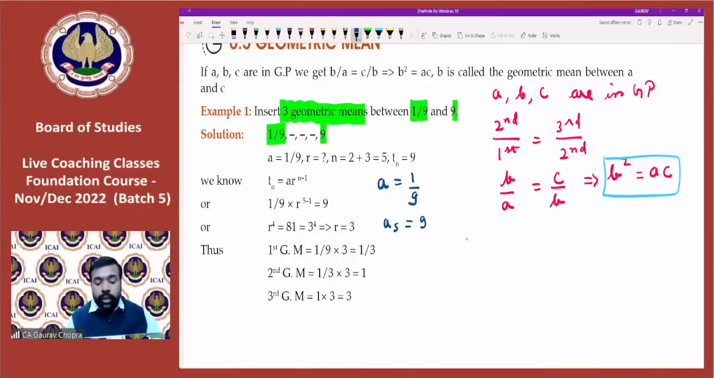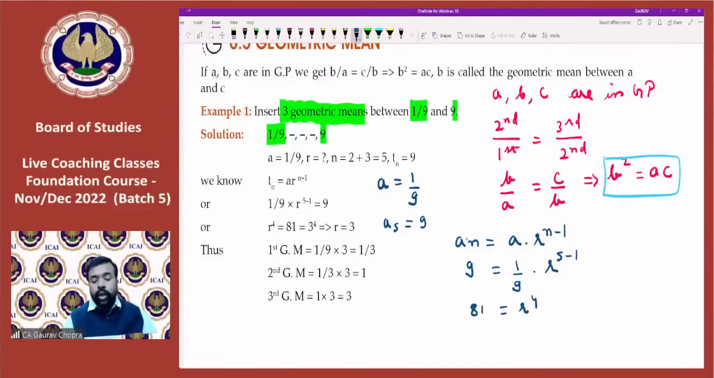Now we can apply the formula. An is equal to A r to the power of n minus 1. So we have A5 as 9. First term is 1 by 9 multiplied by r. What is the common ratio? We don't know. And what is the value of n? N is available, that is 5. Okay, so now 9 will go and do the cross multiplication. 81 is equal to r to the power of 4.